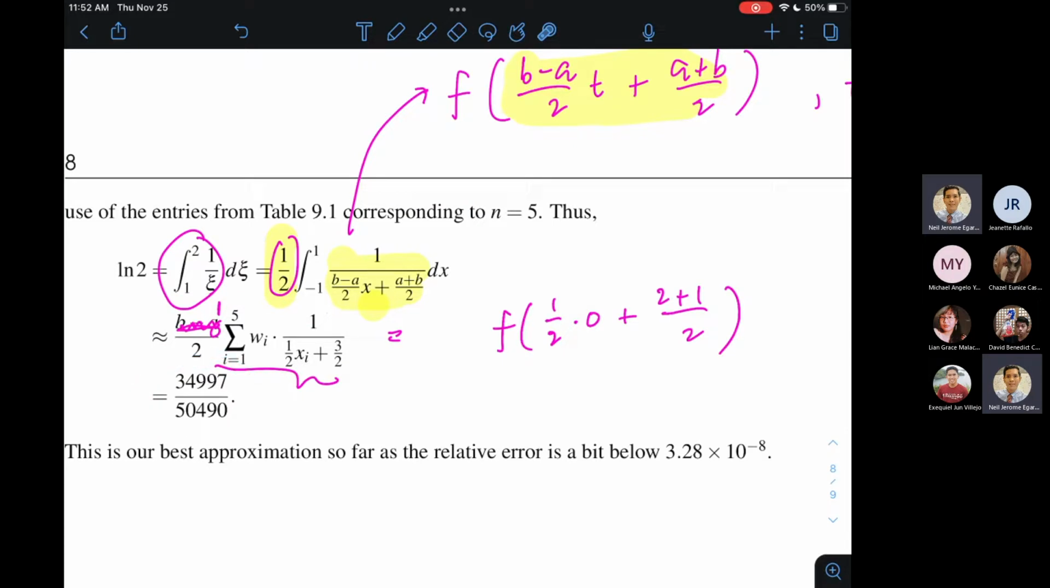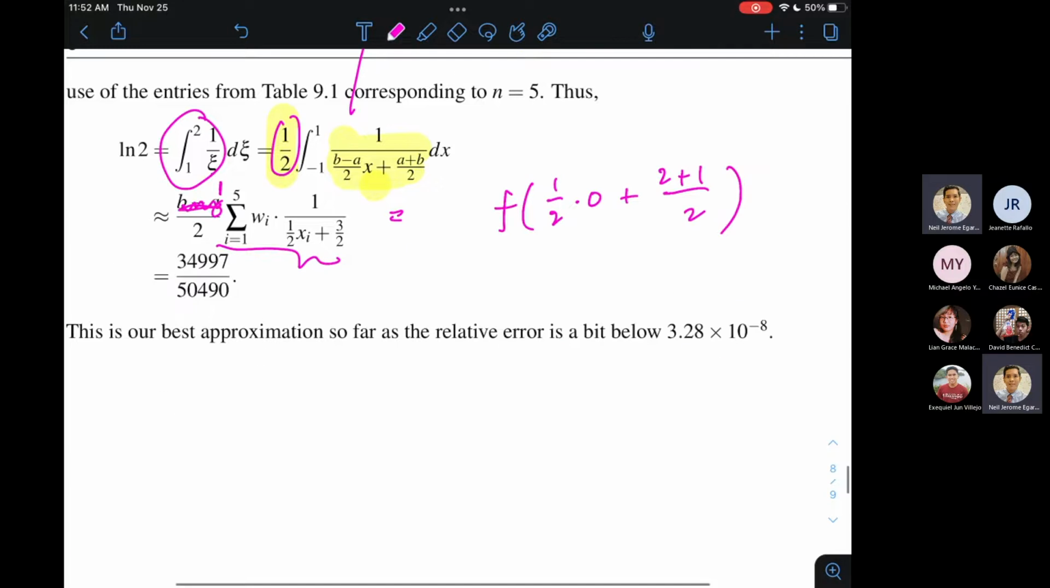Okay? And if you compute for this guy, all right, you'll see that you'll get this approximate for ln2, which is the best so far that we have gotten from all the quadrature rules that we have employed. Ang relative error niya ay 3.28 times 10 to the negative 8. If I remember it right, the relative error we got last time is about 0.12%. So that's what? About 1.2 times 10 to the minus 4 or minus 5. So we have gained some orders of accuracy over here. Okay? So I think that's it.